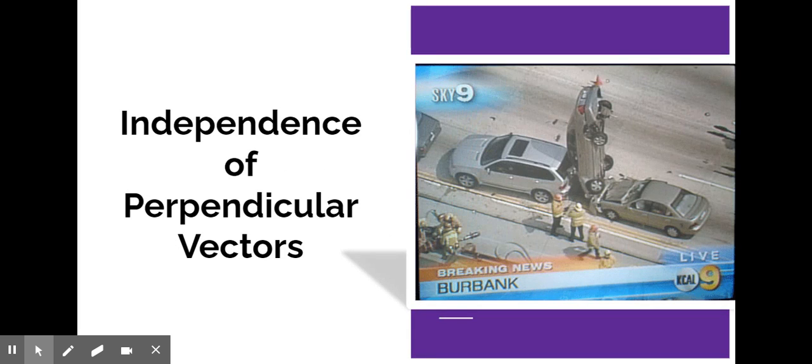All right, so that's all I have for you for relative motion. Next time we're going to talk about the independence of perpendicular vectors.